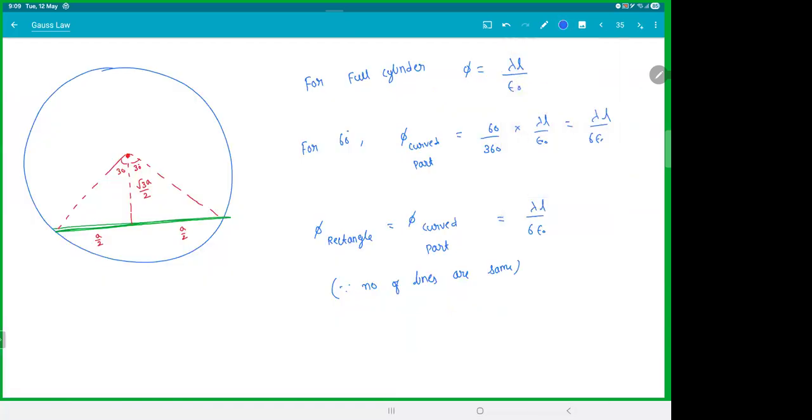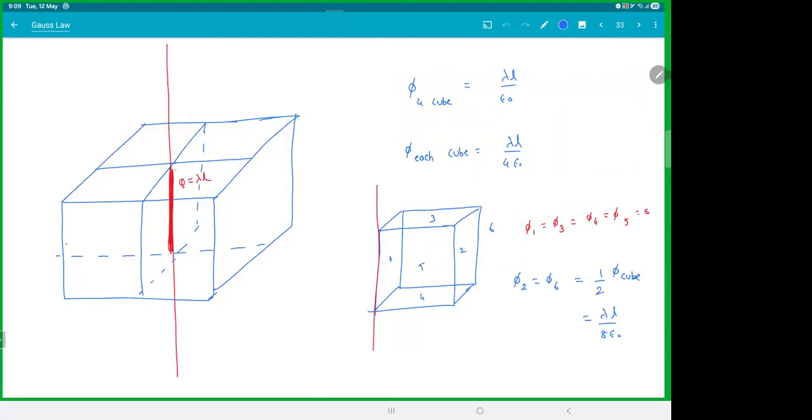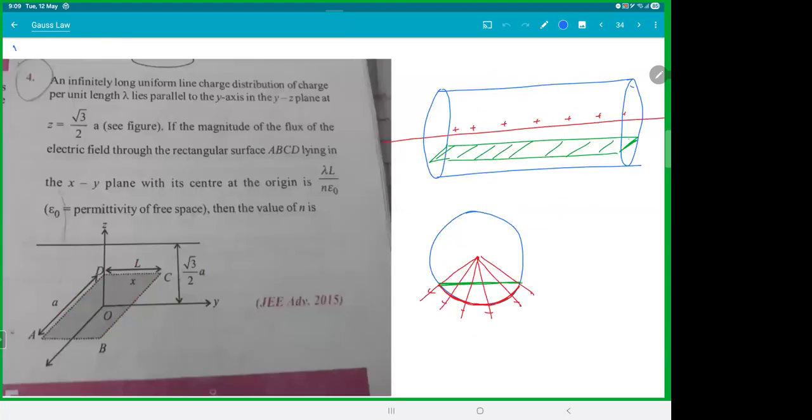But any doubts on this? All clear with this? Great. Let's see one more. Now you're getting the hang of this stuff. Yeah, we can keep playing, we can keep calculating fluxes and all. But let's do something even better.